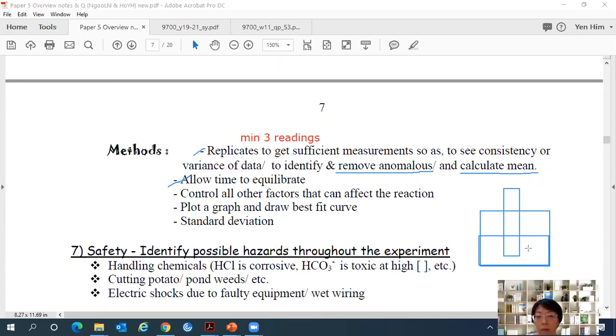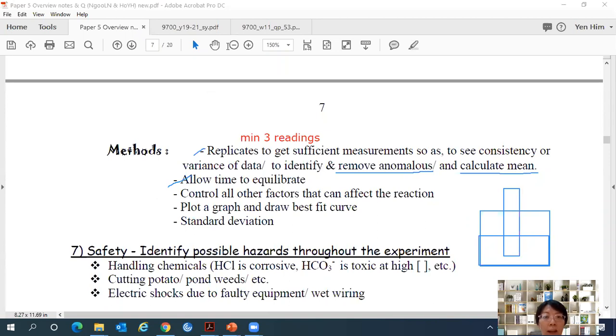If you don't allow time to equilibrate, you just put it inside and then straight away use it. This time I just put it for a while, then use. Next time it's 5 minutes, then I use. The next time it's 10 minutes, then I use. Because you repeat the experiment at different timings. The first one, after 1 minute you use already. The second one, after 5 minutes you use. The third one, after 10 minutes you use. Then in the first minute, maybe the enzyme temperature is not 30 degrees yet. So when you take 3 readings, these 3 readings are not close to each other. So you must allow time to equilibrate to the actual temperature that you want.